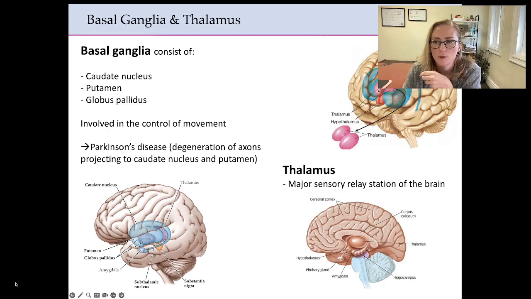Yeah, it's another view where you can really see that relationship, right? In thalamus, these two pink guys in the middle, and around, kind of like a shell around it, you have the basal ganglia. Okay.